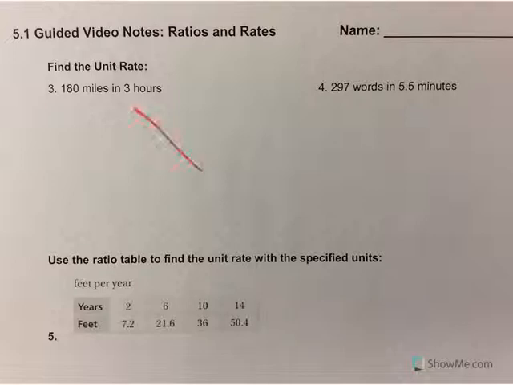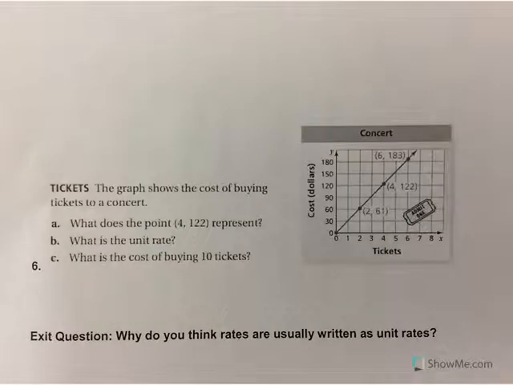So remember, these you want to have a denominator of 1. Number 5, use the ratio table to find the unit rate. So again, and don't forget, we flip these around when we write them as a fraction. So the feet, 7.2, would go on top, and the years would go on the bottom. Generally, time will always go on the bottom. Minutes, years, hours, that's always going to be on the bottom. Weeks, days, months, time will always go on the bottom.